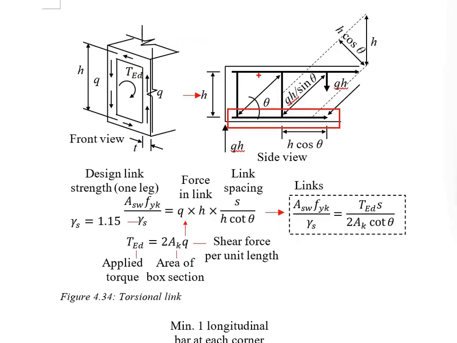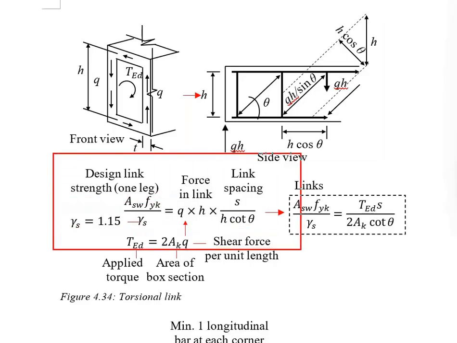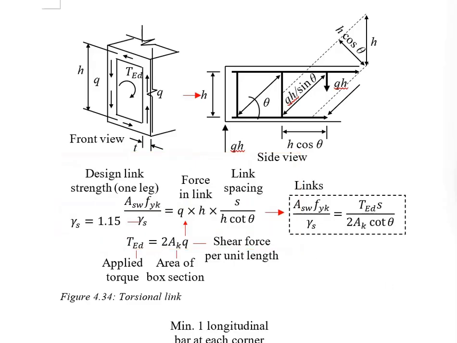You have the longitudinal bar, the link, and also the compressive strut. The equation for the torsional link will be derived on the basis of this diagram. The equation here represents the comparison between the strength provided by the link and the vertical force acting on the model, assuming that this vertical force, which is in tension, is fully taken by the link.